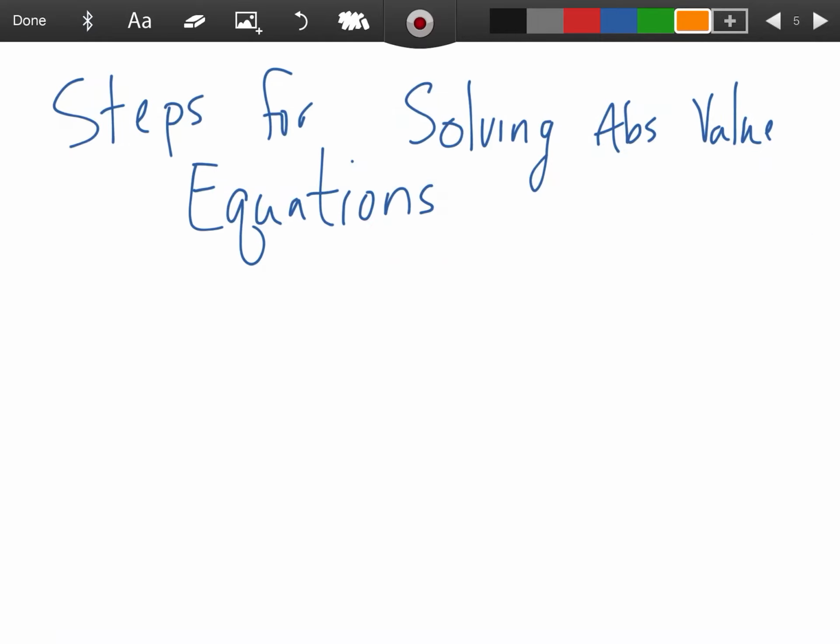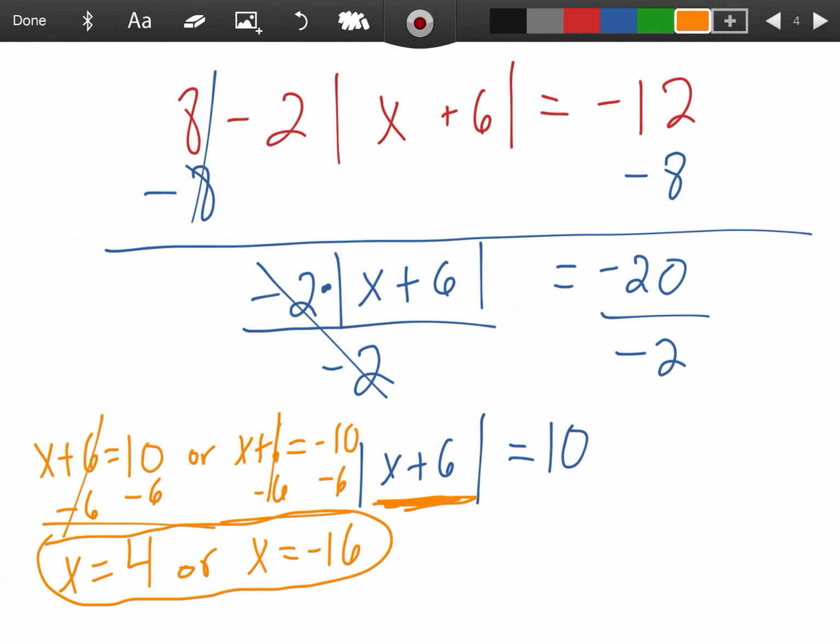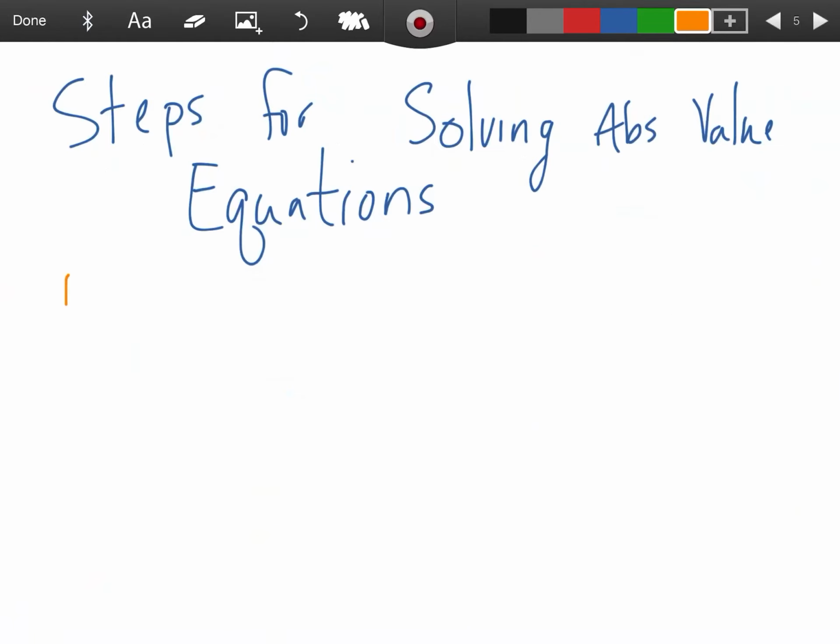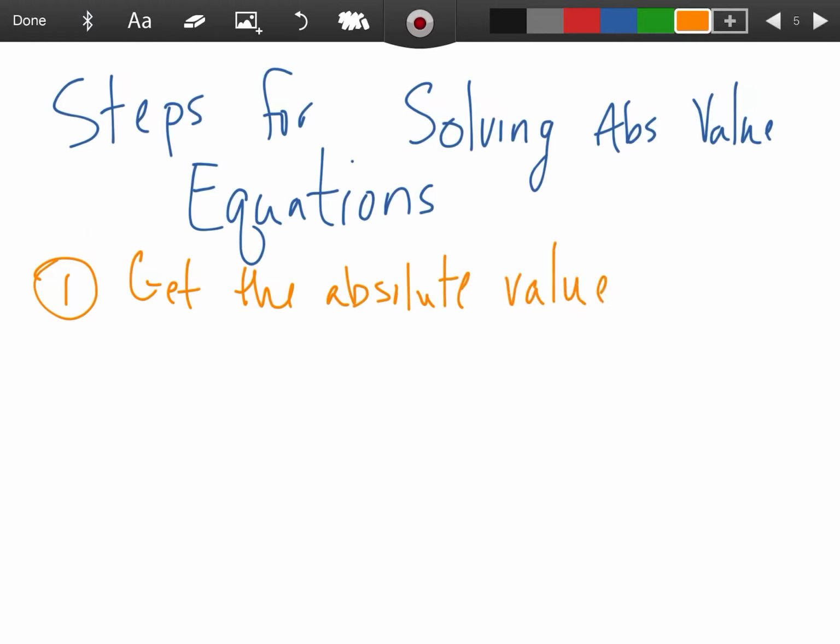All right, so in general, what are our steps for solving these absolute value equations? This is the most complicated one that we saw here. What we're going to do first is isolate the absolute value. We want to get the absolute value by itself, and of course what's inside. So step 1 is to get the absolute value alone.